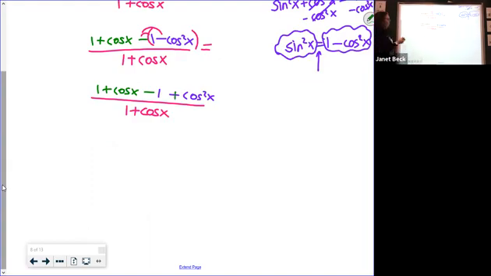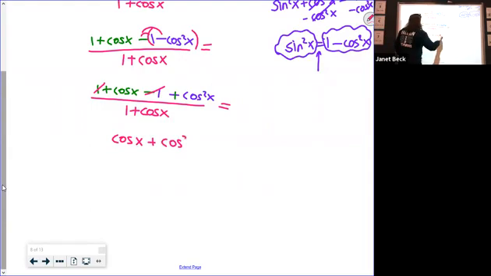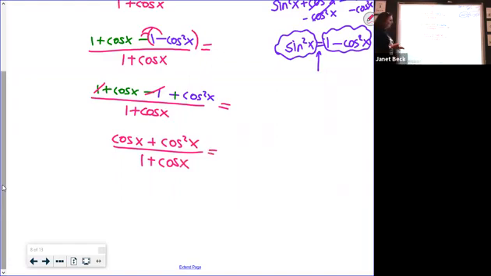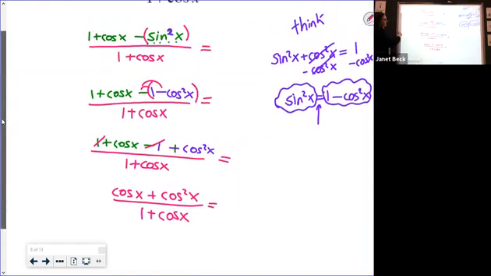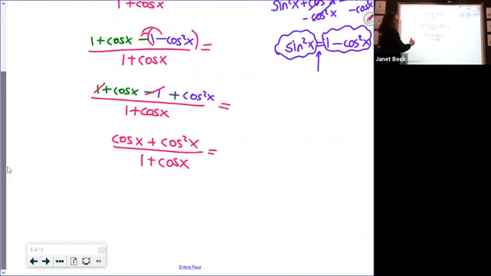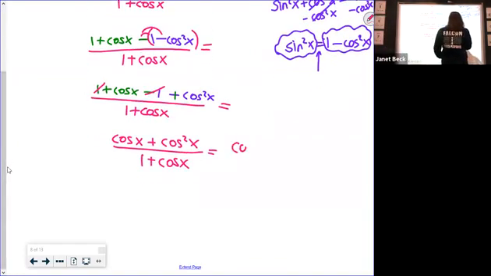So let's look at what we've got here. Adding 1 and subtracting 1 are a 0 pair. They cancel each other out. So now all I've got left is cos x plus cos squared x over 1 plus cos x. Now, that's not really helping, or is it? I've got to get that all the way down to cosine of x, so I need another clue. That's my clue. Look at where I'm going for.